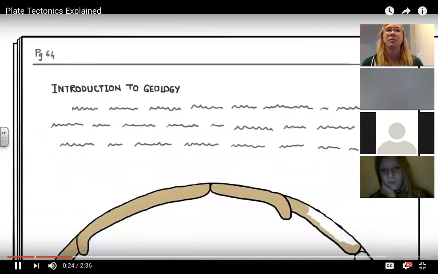So we can actually use satellites to track the plates moving now. So we have more advanced technology, which allows us to really see the movement, right? Before we had satellites and all that kind of stuff, it was kind of hard to say if plates were moving, right?